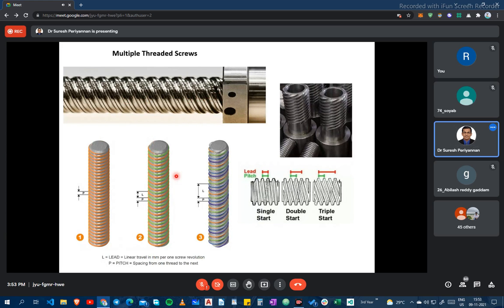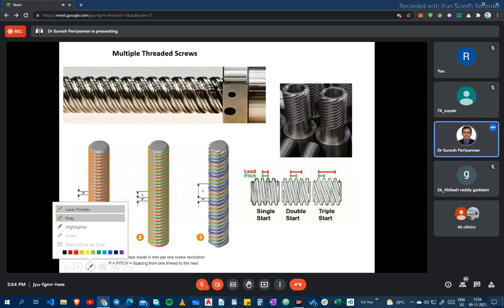In the end, you can see one thread is starting here, another thread is starting here. In a double start thread, the starting positions are offset. For example, one thread starts here, maybe at 0 degrees, but the other thread starts at a 180 degree offset. This is a double start thread. This is a single start thread, a double start thread, and this is a four start thread.